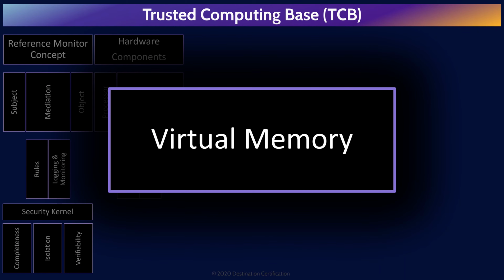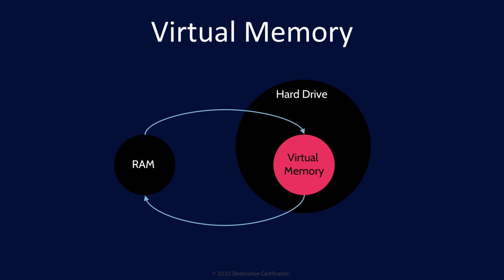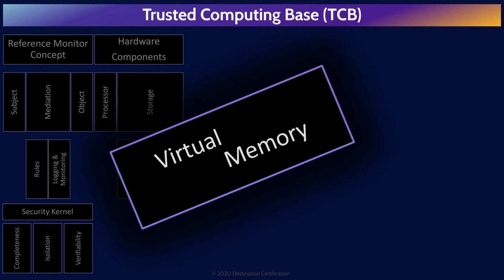To avoid this problem, the operating system will temporarily transfer some of the less frequently used data from RAM back onto the hard drive. This process is often referred to as paging or swapping, and it essentially simulates having more RAM in the system than you actually have, virtual memory.